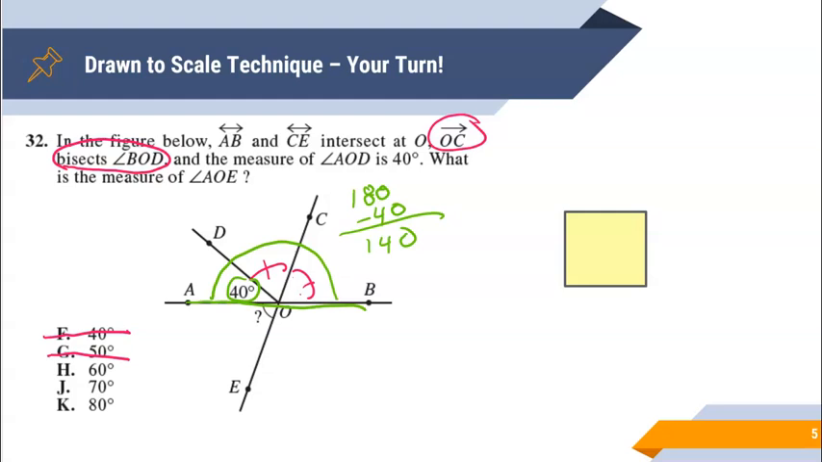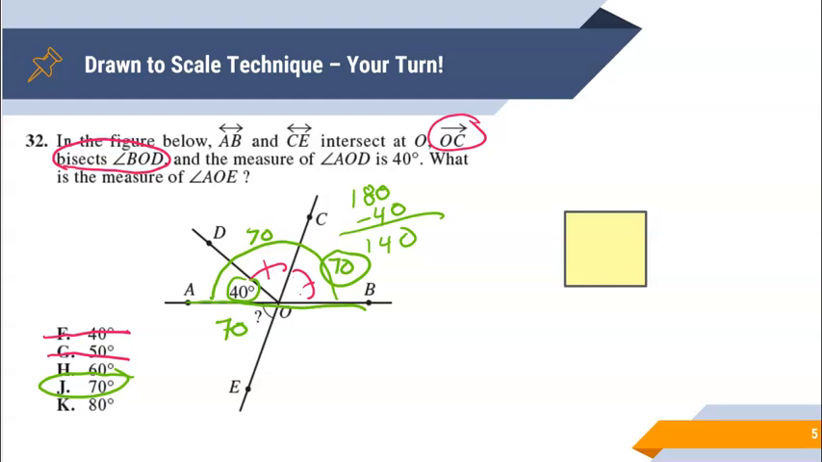And again, it said it was bisected, right? So that means that each of these angles must be 70. And if this angle is 70, then so is this one because they are vertical angles. Answer is letter J.